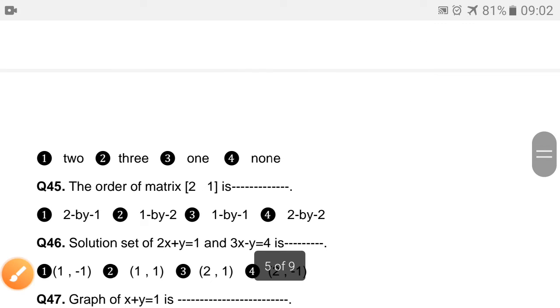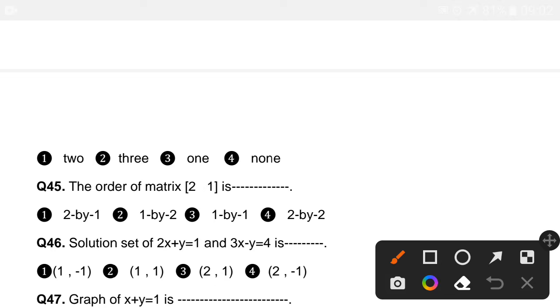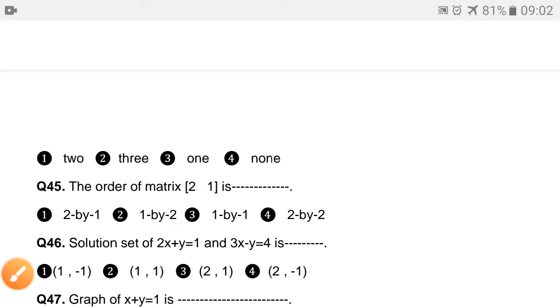Question number 45 is: the order of the matrix [2 1] is. It has one row and two columns, so its order is 1 by 2. That is, the order of a matrix can be found from the number of rows and the number of columns, so it's 1 by 2.